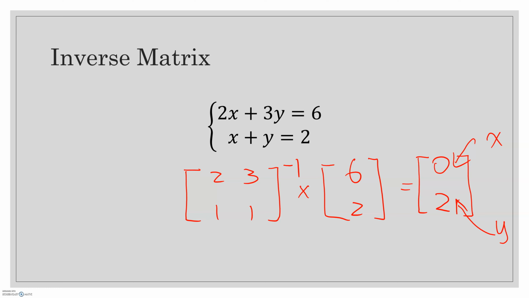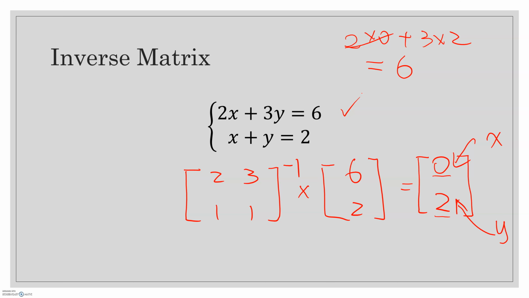Okay, let's just have a check. So when x is 0 and y is 2, we bring this into the first equation up here. So 2 times 0 plus 3 times 2 will equal 6 here. So the left hand side 2x plus 3y will equal the right hand side, which is the 6 of it. So the first equation is true.